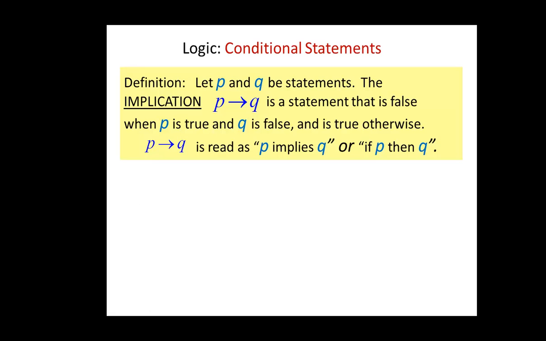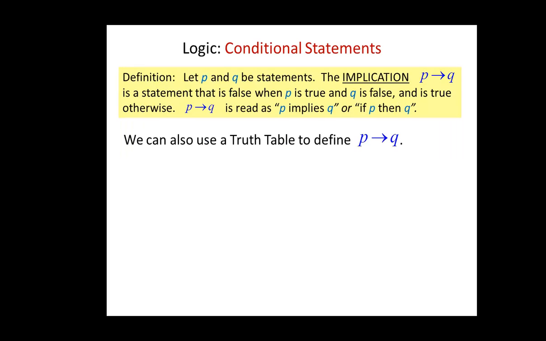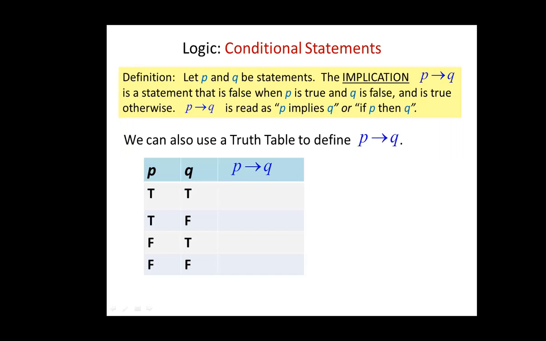Here's our definition. The implication is a statement that is false when P is true and Q is false. And otherwise it's true. Of course, we could use a truth table to define it. Keep in mind we said it's false when P is true and Q is false. So that really is this case right here. This says that, well, P happened and then Q didn't happen. So if P then Q was false. All the other cases are true.